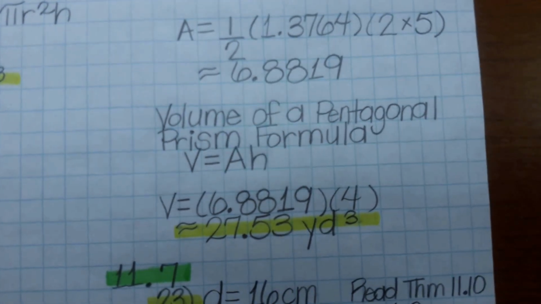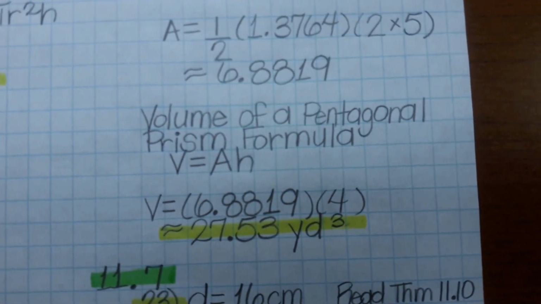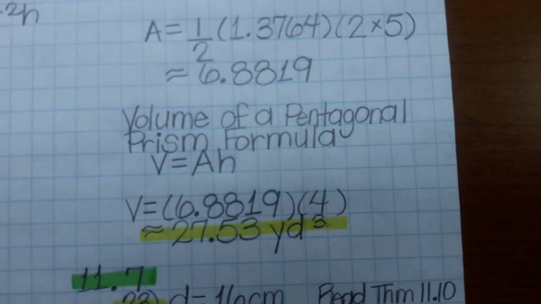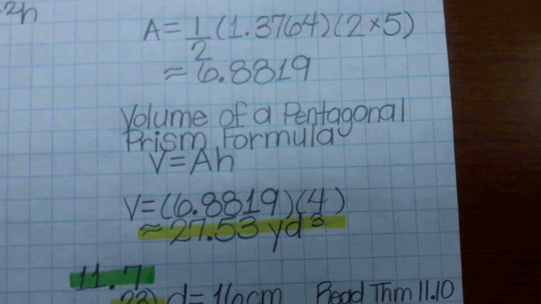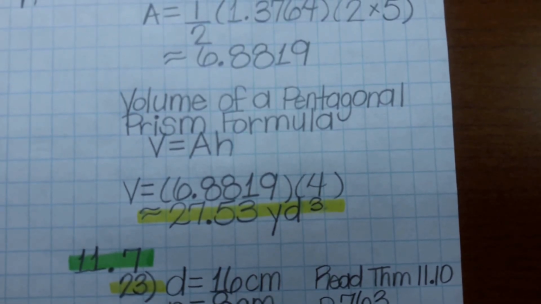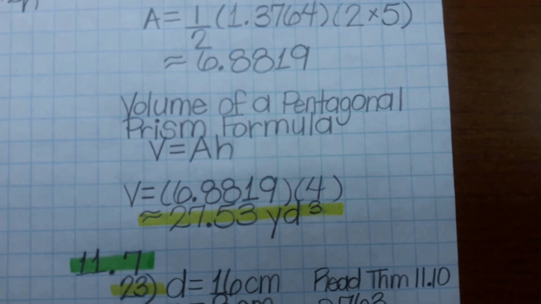And I had to do all that because to find the volume of a pentagonal prism, the formula is volume equals area times the height. So the area is 6.8819 and the height is 4. So we got 27.53 cubic yards.